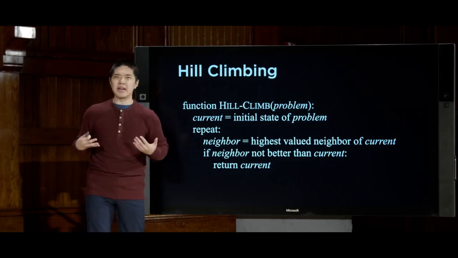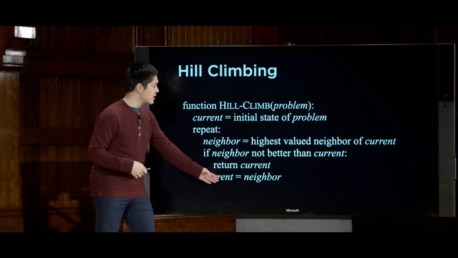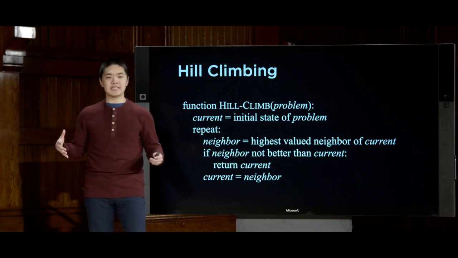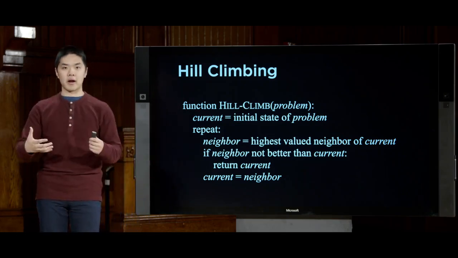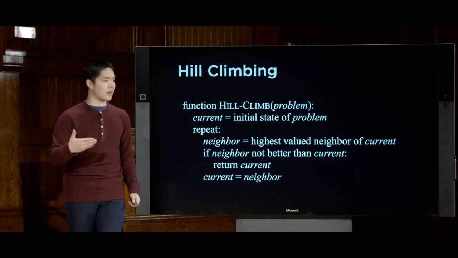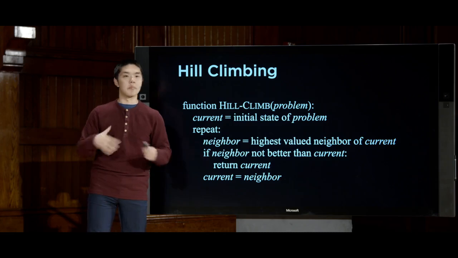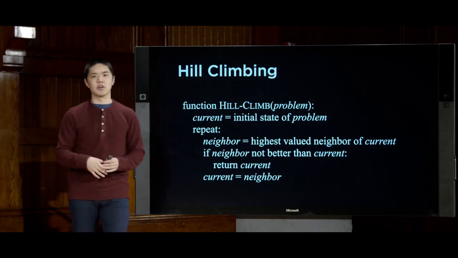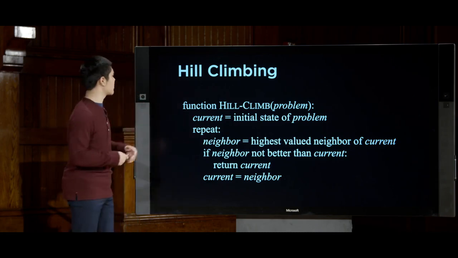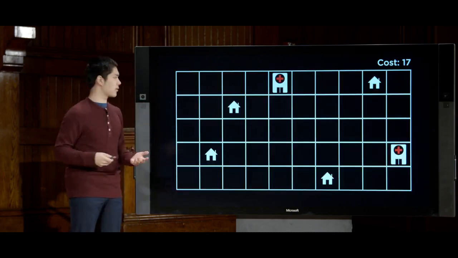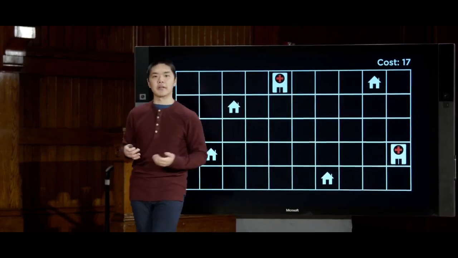But otherwise, if the neighbor is better, then I may as well move to that neighbor. So you might imagine setting current equal to neighbor, where the general idea is if I'm at a current state and I see a neighbor that is better than me, then I'll go ahead and move there. And then I'll repeat the process, continually moving to a better neighbor until I reach a point at which none of my neighbors are better than I am. And at that point, we'd say the algorithm can just terminate there. So let's take a look at a real example of this with these houses and hospitals. So we've seen now that if we put the hospitals in these two locations, that has a total cost of 17.